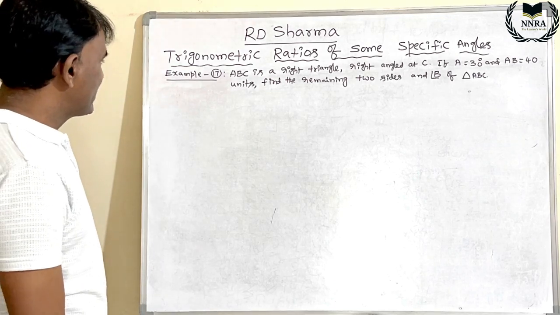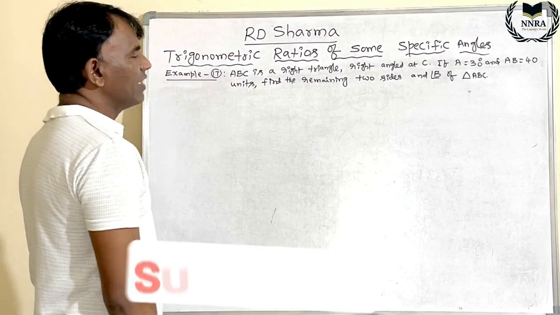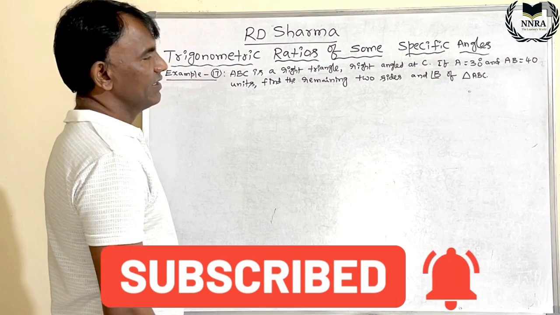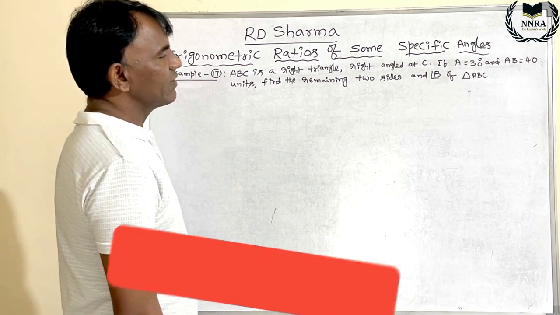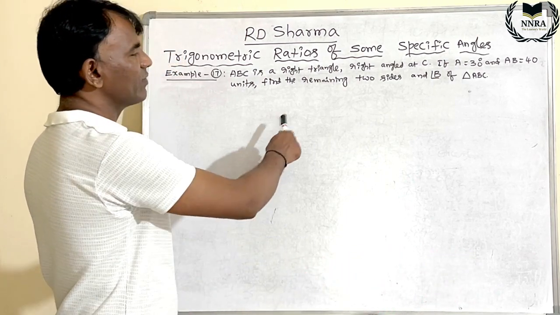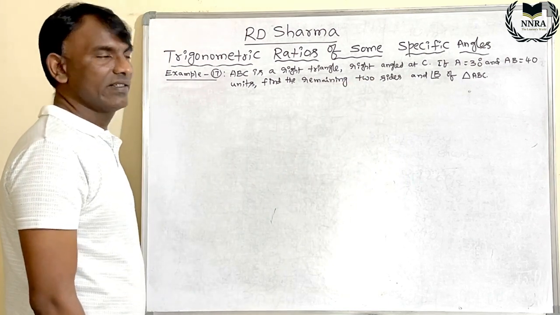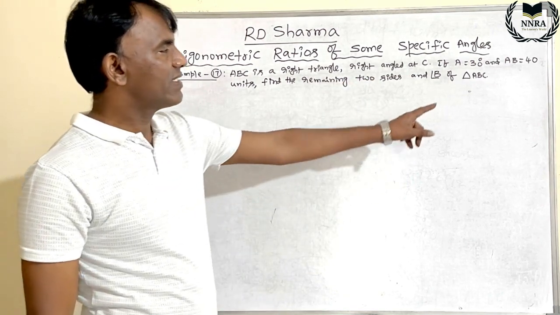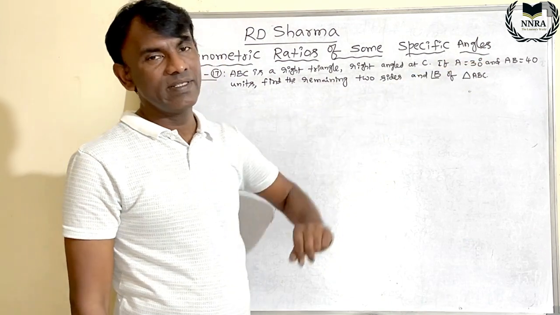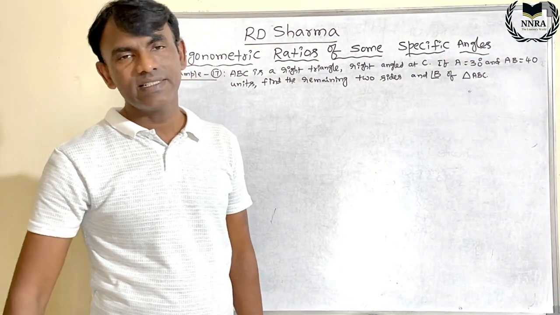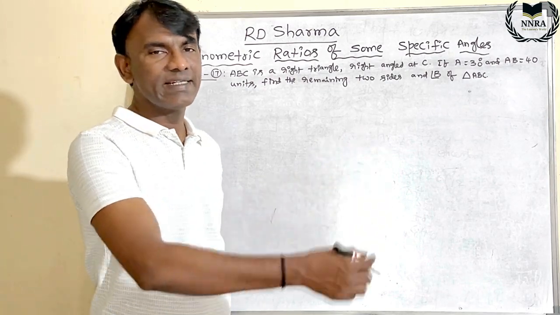Our example number 17. ABC is a right triangle, right angle at C. If angle A equal to 30 degrees and AB equal to 40 units, find the remaining two sides and angle B of triangle ABC. Remaining two sides means, one side is given, AB. Now we find AC and BC, and at the same time we find angle B also.